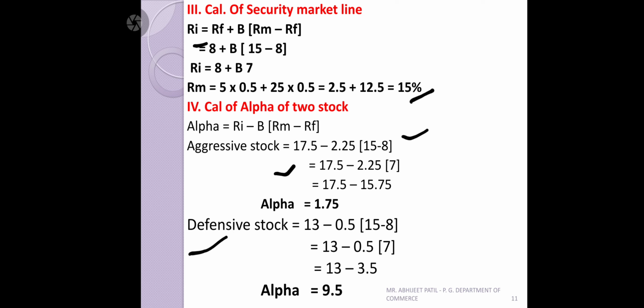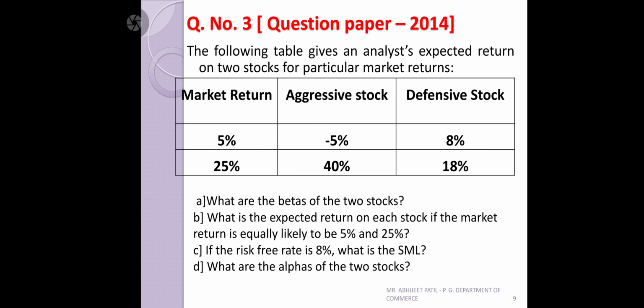The same equation applies for the defensive stock. Ri is 13 minus 0.5 into 15 minus 8, that is 7 into 0.5, which is 3.5. So 13 minus 3.5, alpha will be 9.5. Whatever information we calculate, we can use, and you should find out the alpha of the stock. So this is another question they ask, where on the basis of the available information you determine alpha, beta, expected returns, and draw the security market line, and other activities.